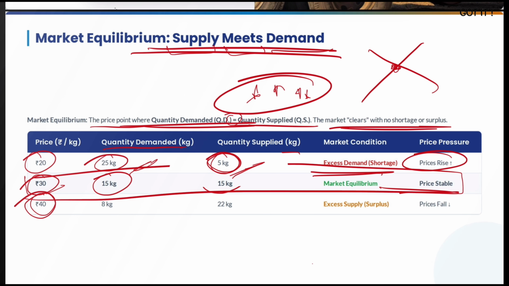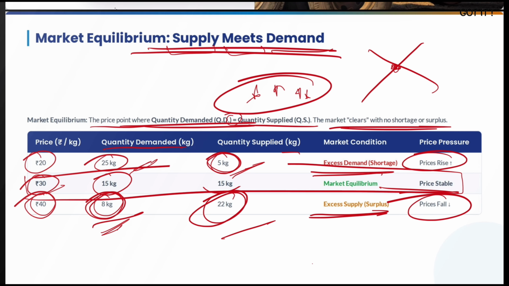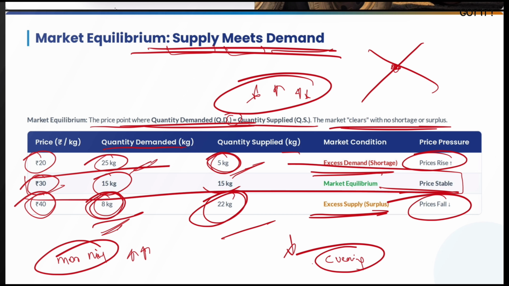And the next one is if the price is 40 and the quantity demanded is only 8 kgs, and the quantity supplied is 22. Then what they're willing to sell is 22 kgs, and what people are willing to buy is only 8 kgs. So there is a surplus. The price will fall because the sellers want to sell at some point. They want the stock to go. That is what happens in the morning and evening markets. Suppose you go to the market for vegetables: in the morning the price of vegetables will be higher because there will be more buyers at that point. But when it comes to evening, the sellers want to sell off their products at the end of the day.